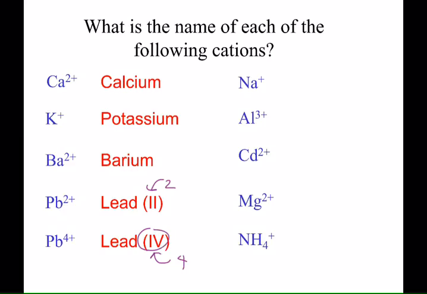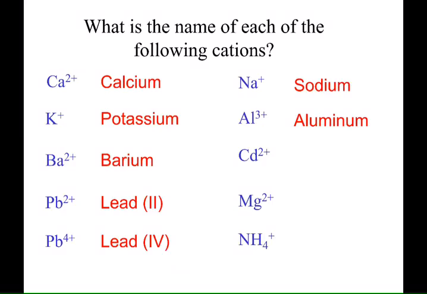How about sodium? Do we use Roman numerals? Find it on the periodic table. No, because it's a 1A metal. Like sodium chloride, it's not sodium 1 chloride, it's simply sodium chloride. How about aluminum? Aluminum's 3A, so no Roman numerals.